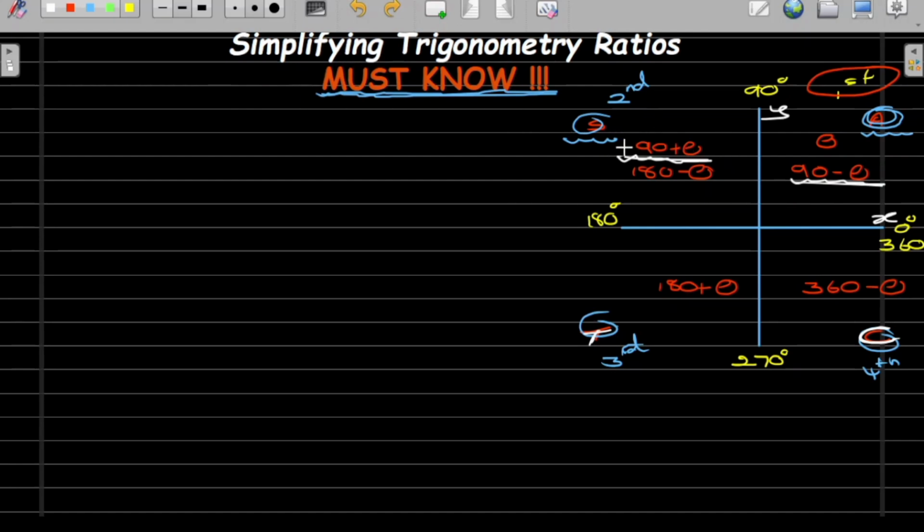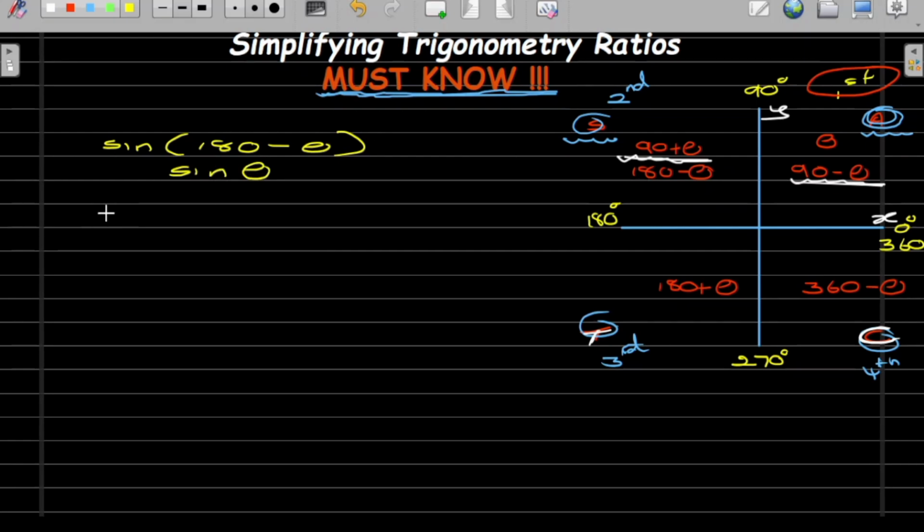Okay, so in the second quadrant, everything has to be negative except for sine. So what I mean by that is if you have sine 180 minus theta, this will reduce to sine theta, right? Because it's in the first quadrant, so nothing changes.